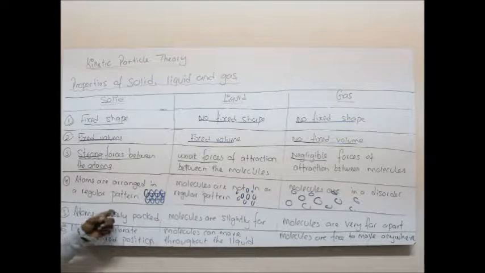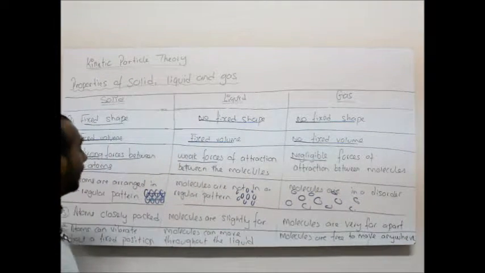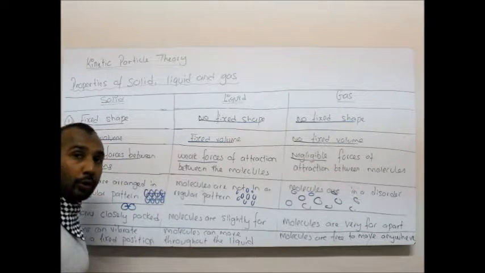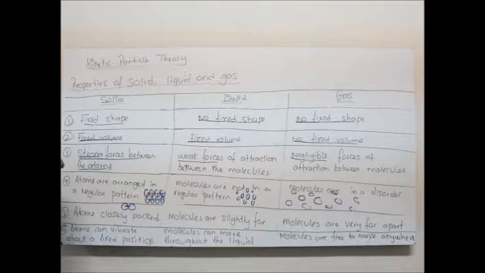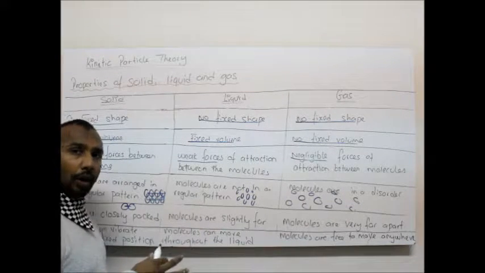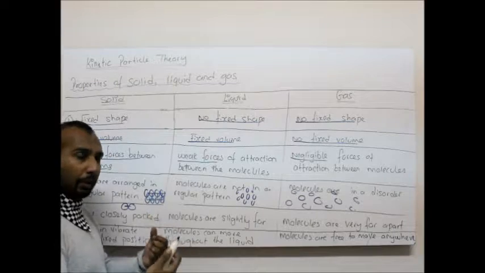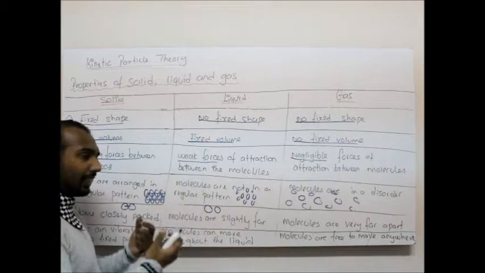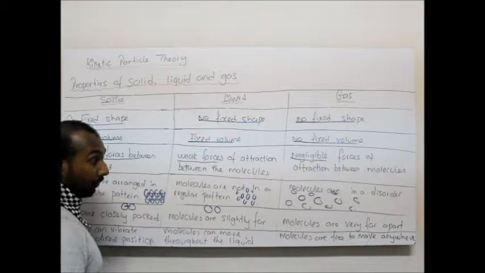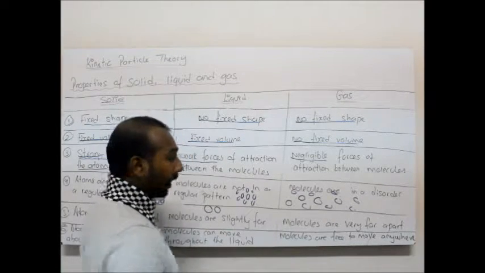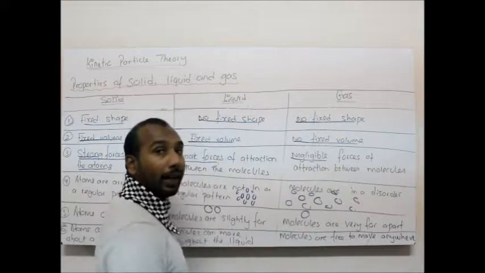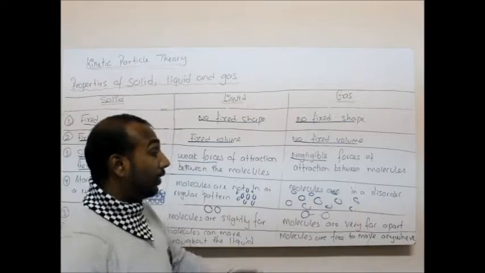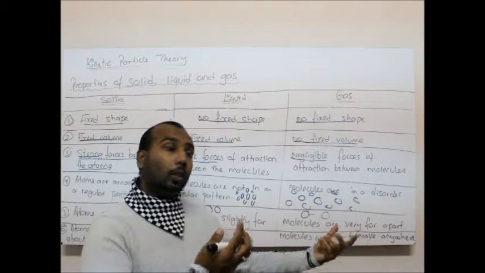Next we look at the distance between the atoms. In a solid, because there is strong force of attraction, the atoms are held close together, with little space between them. In a liquid, the forces are weaker, but there are still some forces. Therefore, the particles in a liquid are slightly further apart. But in a gas, the force of attraction between one atom and another is so weak that the molecules can go much further apart.